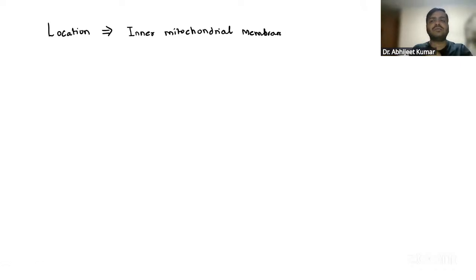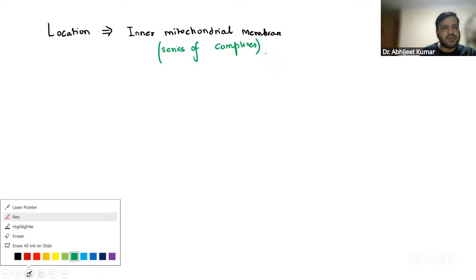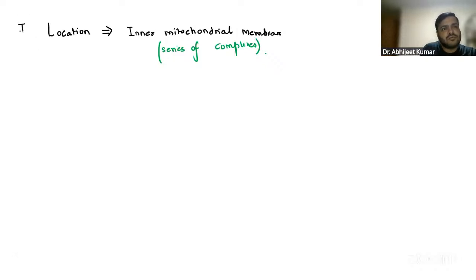Now remember, guys, this inner mitochondrial membrane contains a series of complexes. We'll be coming to this. We have discussed the location. Now let us discuss what the components are and how the cycle takes place. Let us draw it in a very simple manner.